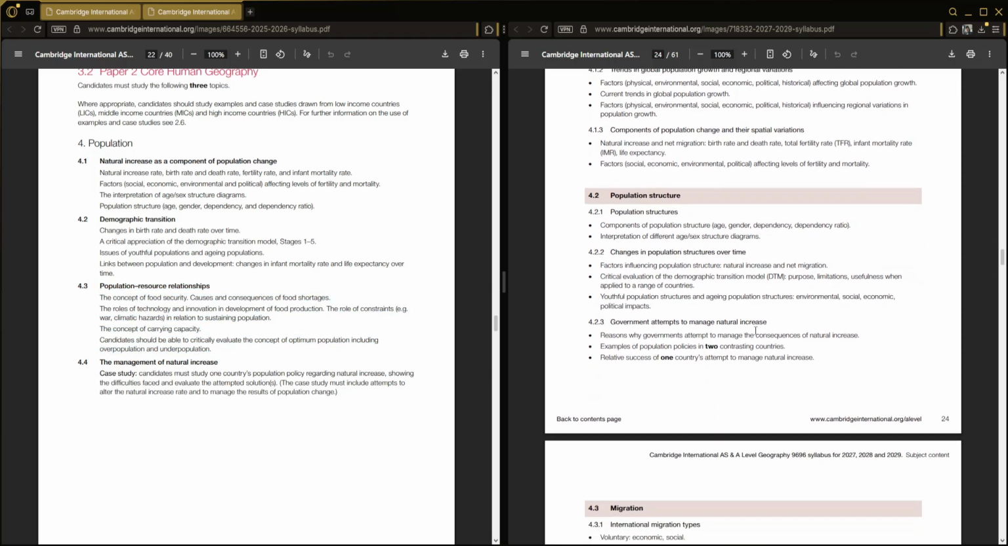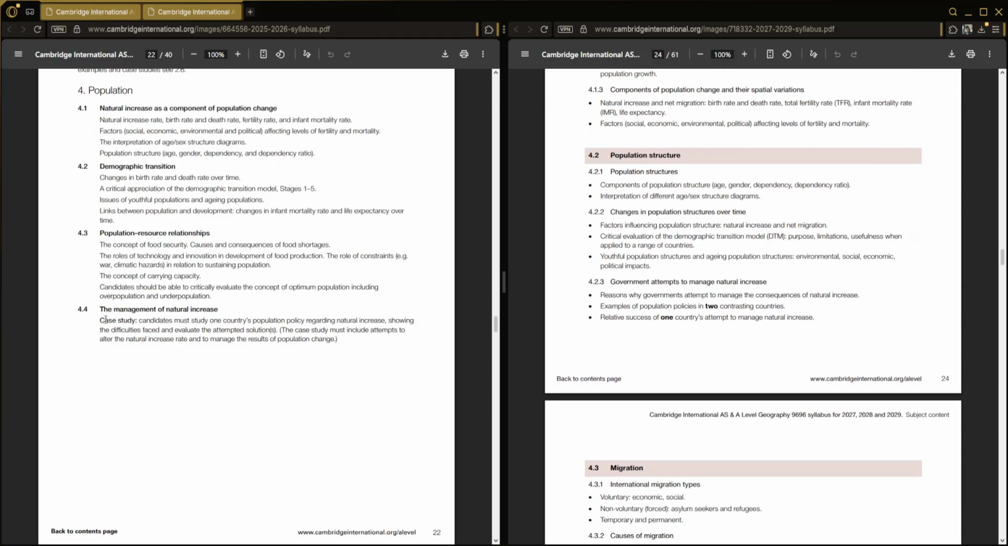What's new is that in the old syllabus, it just mentions one case study of a population policy. Now you need to know this thing over here.